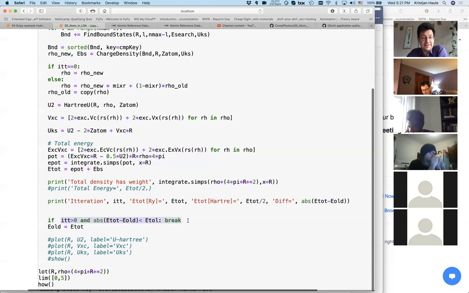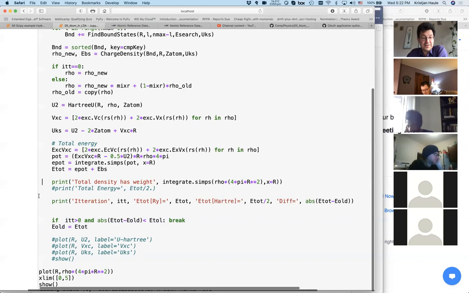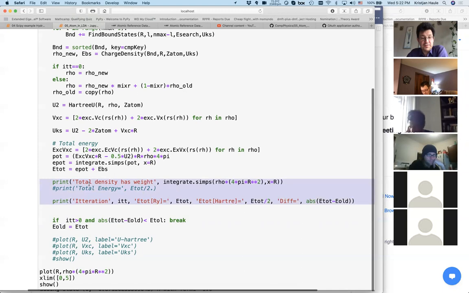And well, we need to make sure that once we make this comparison, then we can set the old energy to the current total energy. So this is gonna be useful in the next iteration. And then in addition to this, all we're gonna do is to print some information. So here we always check that when we integrate total density over space, we get Z. This is just a sanity check that we did not screw up Z when we mixed the charge density, because in principle, when we mix charge density, we might make an error.